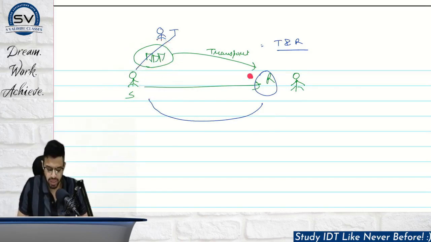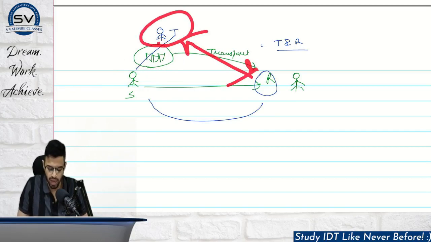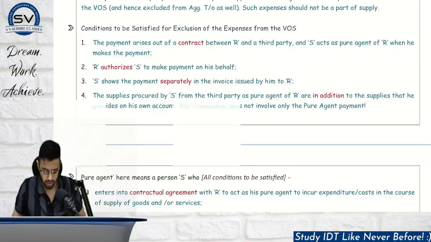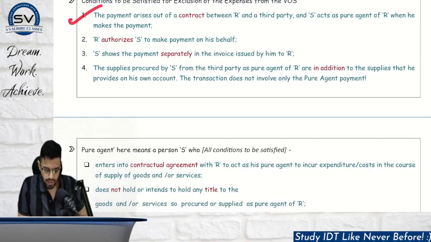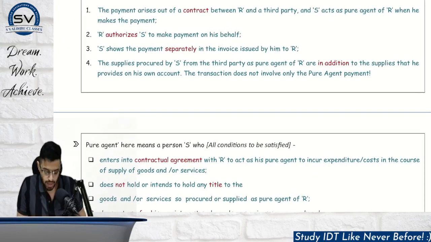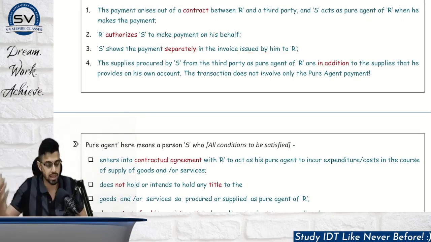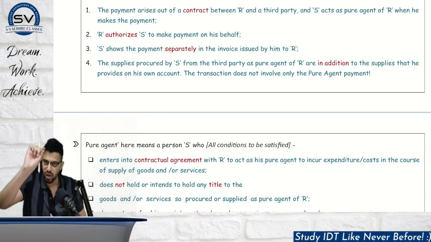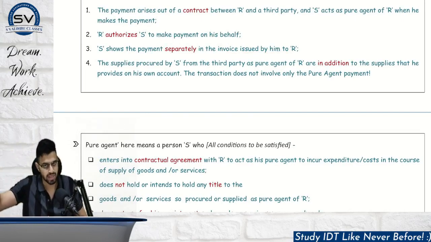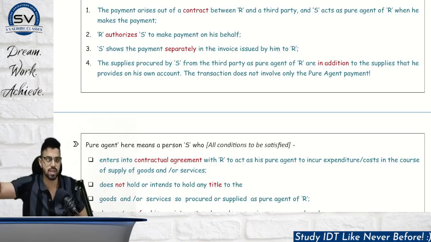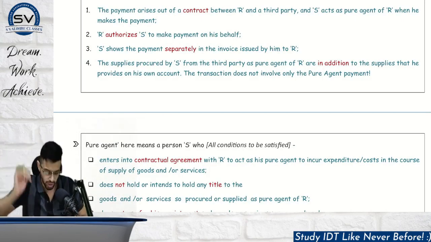Okay, so the first condition is that there is some third party contract between Mr. T and Mr. R. So let's see, this is clear. The recipient authorizes the supplier to make payment on his behalf. The supplier is not doing anything on his own. The supplier shows the payment separately in the invoice. So when the supplier gives the invoice to the recipient, one amount will be with respect to his services, and the second is reimbursement of expenses with respect to the amount paid to the transporter T.